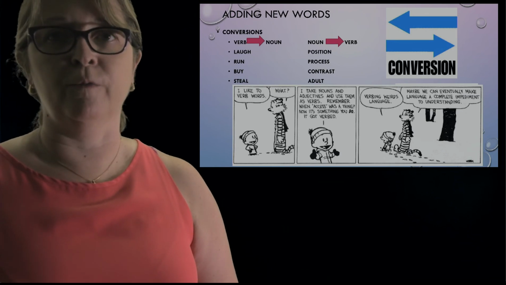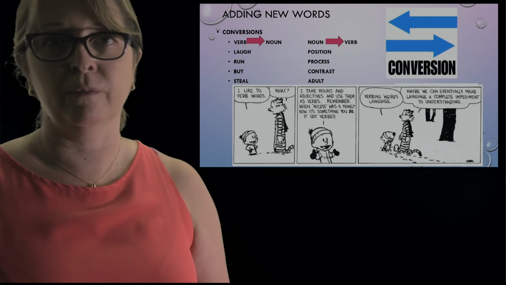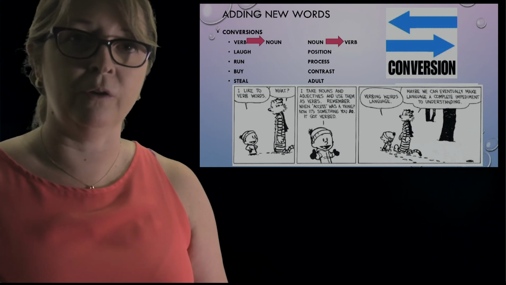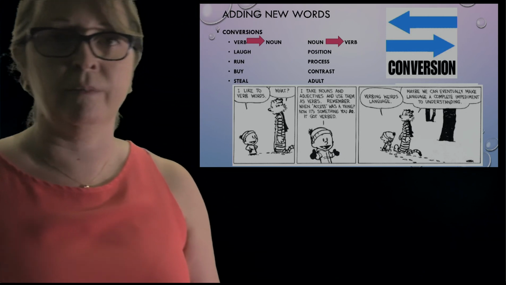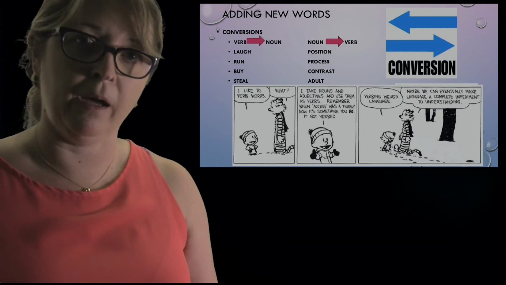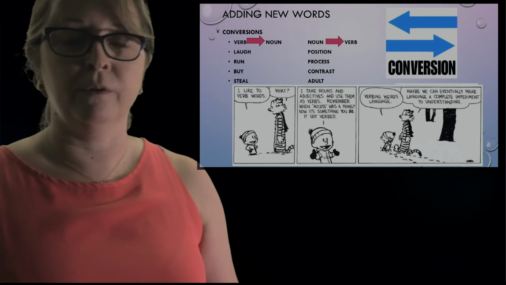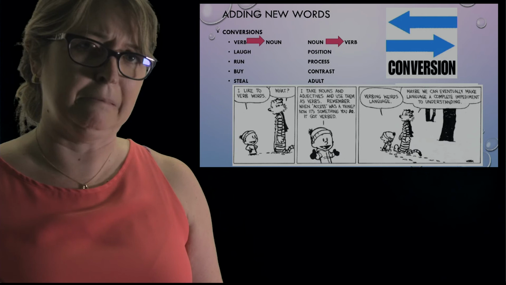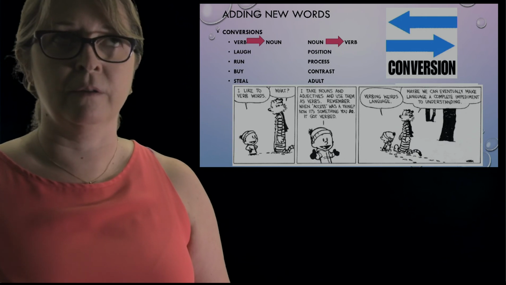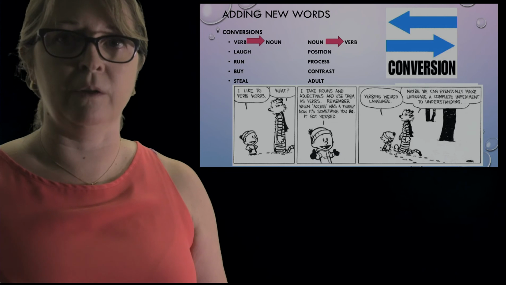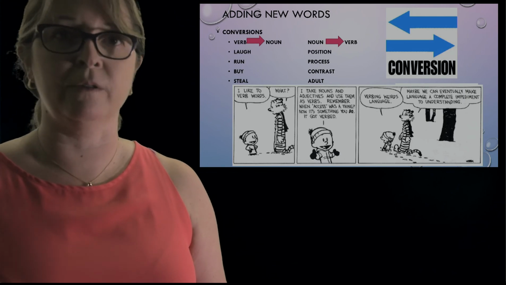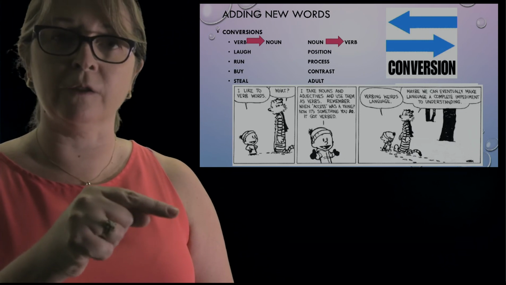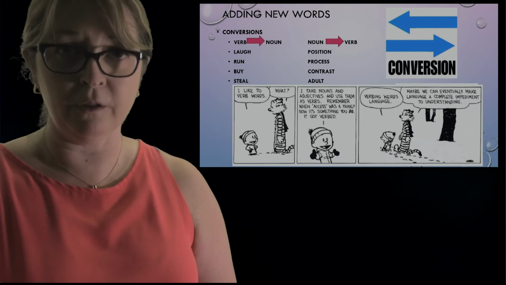Adding new words. Here we have conversion. So going from verb to noun or noun to verb. Laugh is a laugh now. Run. Now you can say, I went on a run. Buy. It's a goodbye. Yeah. Noun to verb. So contrast and contrast. Process. I'm processing the payment. It's a certain process to process the payment. Yeah. Okay. So you're adding new words, but actually what you're doing is adding another part of speech, right?